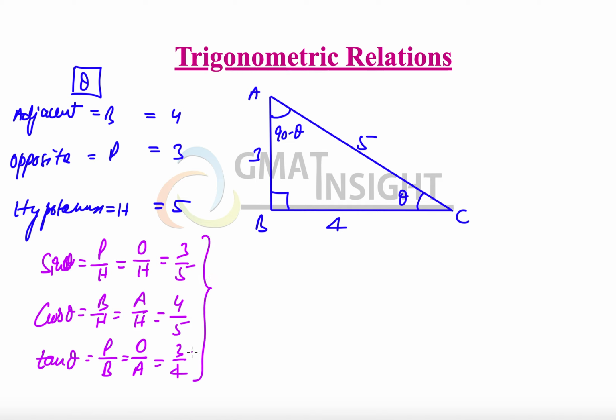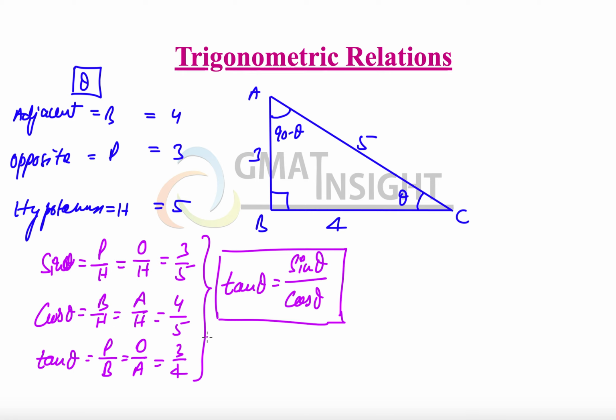Now if you see these three relationships, you can understand that if we take sine theta over cos theta, this 5 will be cancelled out, we will be left with 3 over 4. So that gives us one relationship, that tan theta is equal to sine theta over cos theta. So that's one of the very important relationships that we must know. Anyway, we can see that tan theta is equal to perpendicular over base, and if perpendicular over hypotenuse is divided by base over hypotenuse, then we will be left with perpendicular over base.